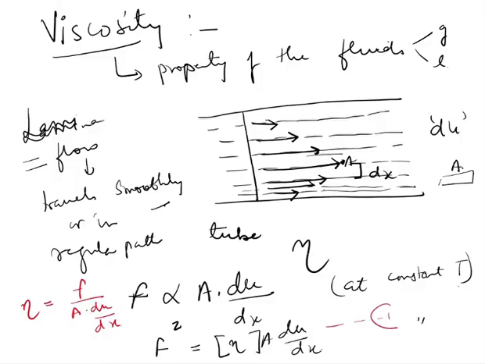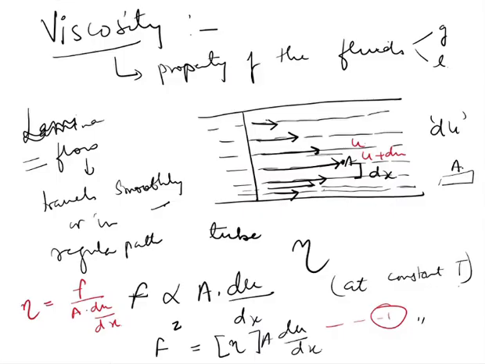Your layers are moving inside the tube. There is laminar flow of the liquid inside this tube, class. Okay? So now what is happening is that one layer is moving with higher velocity. Suppose this is moving with u plus du and this is moving with u, class. Okay? The difference between these layers is dx actually.